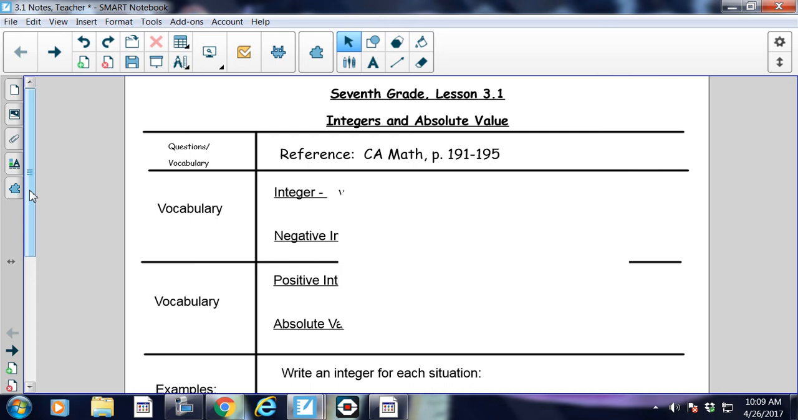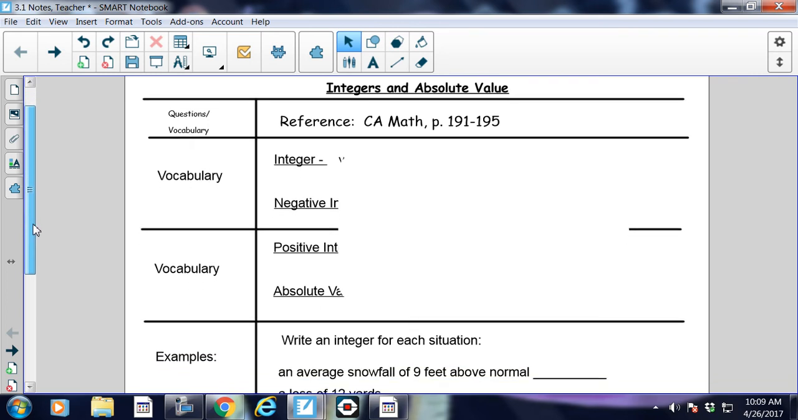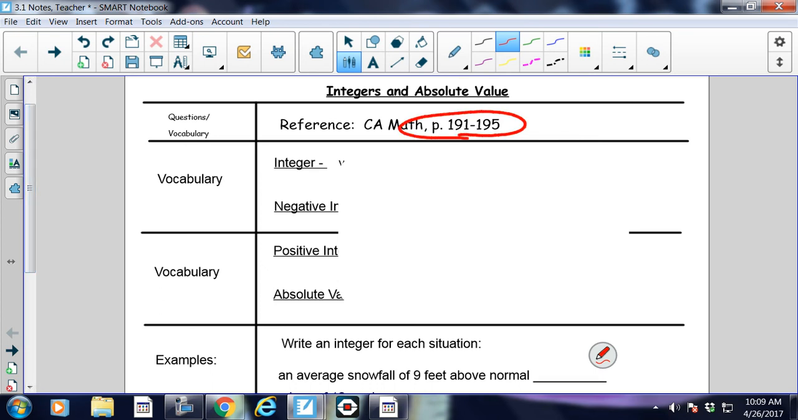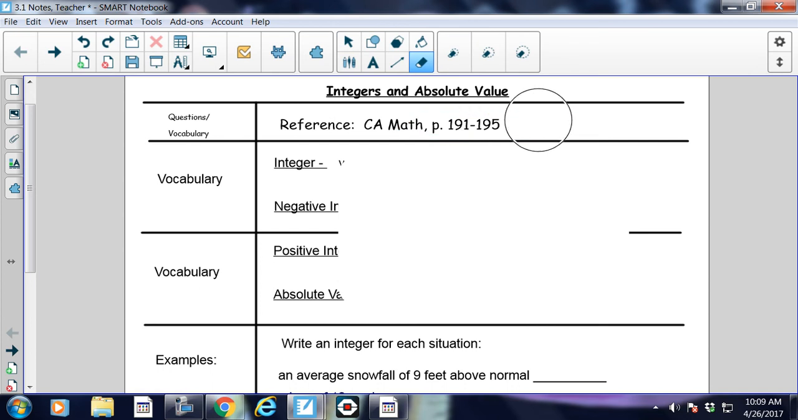Lesson 1 in this chapter is a review, so hopefully this is a lot of stuff that you're like, oh yeah, I know that. And we'll move through it pretty quickly. If you need reference pages, I'm not going to show them here today, but I highly encourage you to look on these pages in the California Math Book, pages 191 through 195. They've got all this vocabulary. It's always good to get explanations from a few different sources, not just here with me.